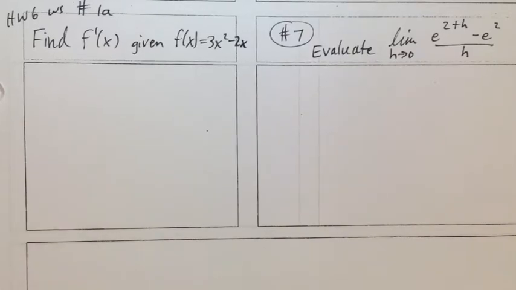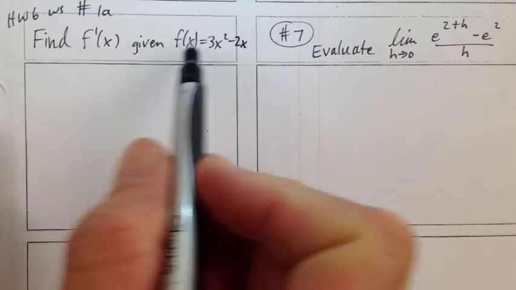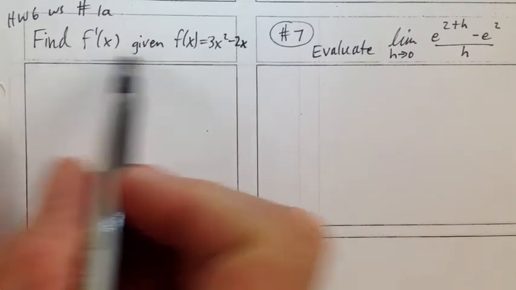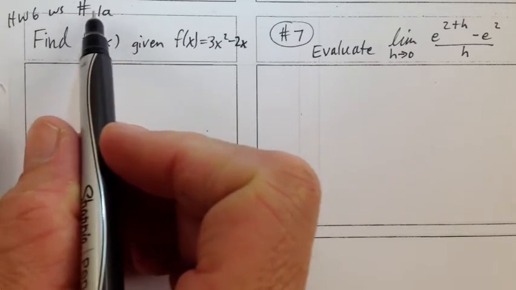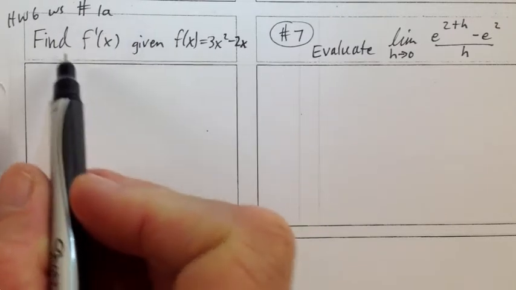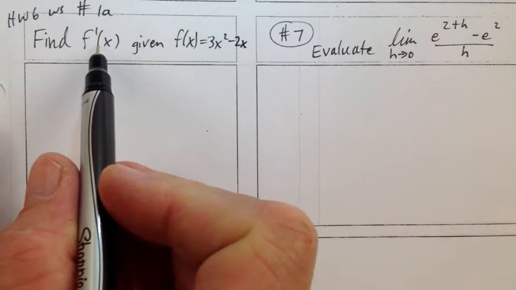I've got a couple of problems here. Number one, I'd like you to do this one over here. Pause the video and do this one. In other words, this is from Homework 6 worksheet number 1A, where you're supposed to use the definition of the derivative to find f prime.